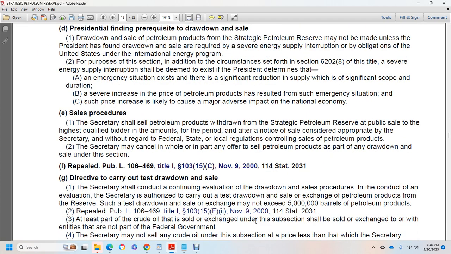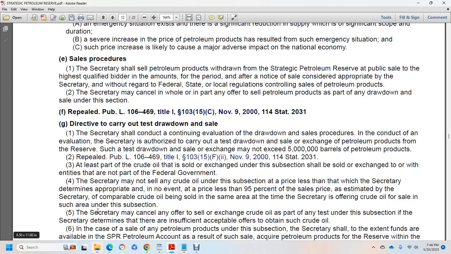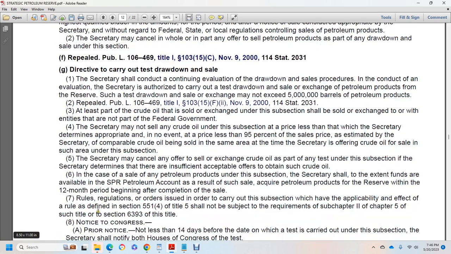Sale procedure. The Secretary shall sell petroleum products withdrawn from the Strategic Petroleum Reserve at a public sale to the highest qualified bidder, in an amount, for the period, and with notice of the sale considered appropriate by the Secretary, without regard to federal, state, or local regulations controlling the sale of petroleum products. The Secretary may cancel in whole or in part any offer to sell petroleum products as part of any drawdown sale under this section. (f) is repealed. (g) Directive to carry out test drawdown and sale.